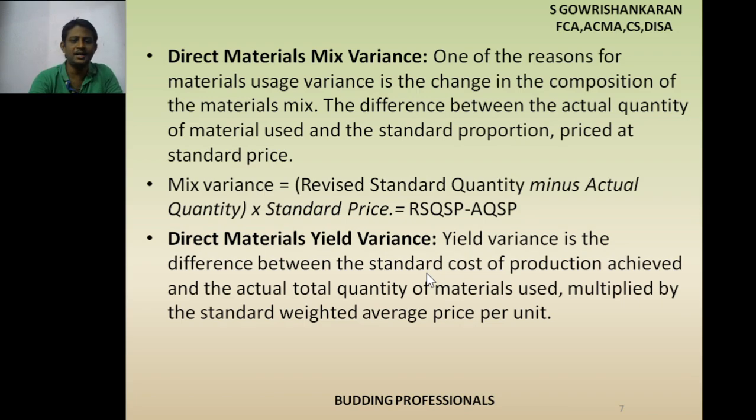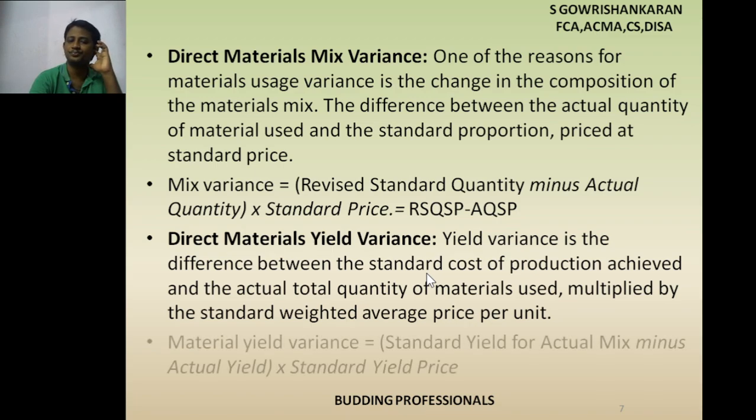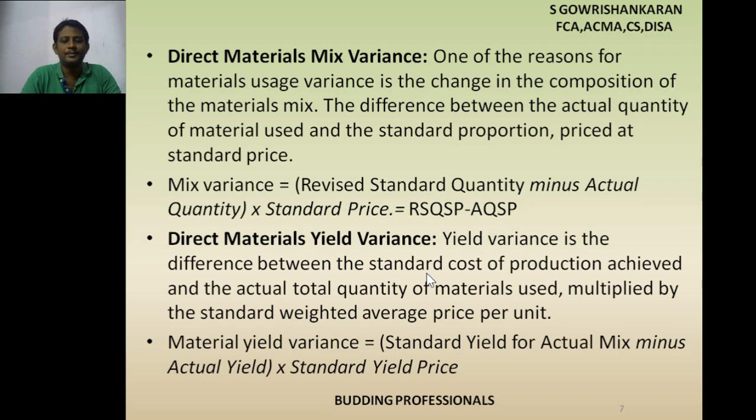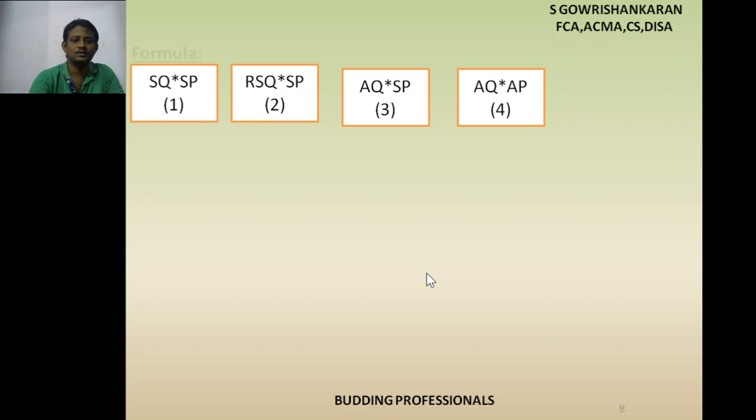Then direct material yield variances. This also we will discuss while working out the problem. Formula for that: material yield variance equal to standard yield for actual mix minus actual yield into standard yield price. So the formula, what is the first thing? 1 2 3 4. So this is the box, this is the structure.